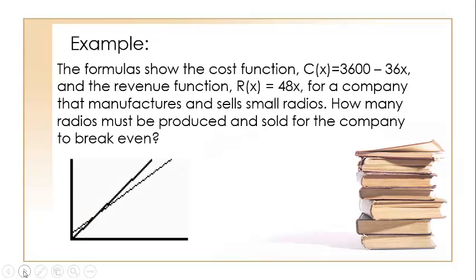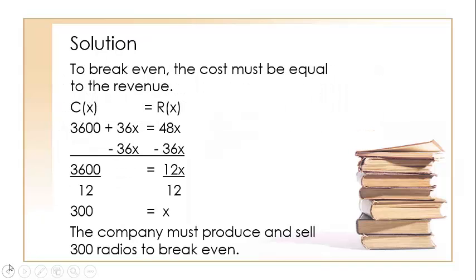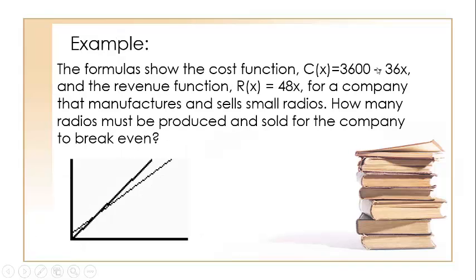For example, the formulas show the cost function C of X is equal to 3600, and that should be plus 36x. Again, that should be a plus. And the revenue function R of X is equal to 48x for a company that manufactures and sells small radios. How many radios must be produced and sold for the company to break even?